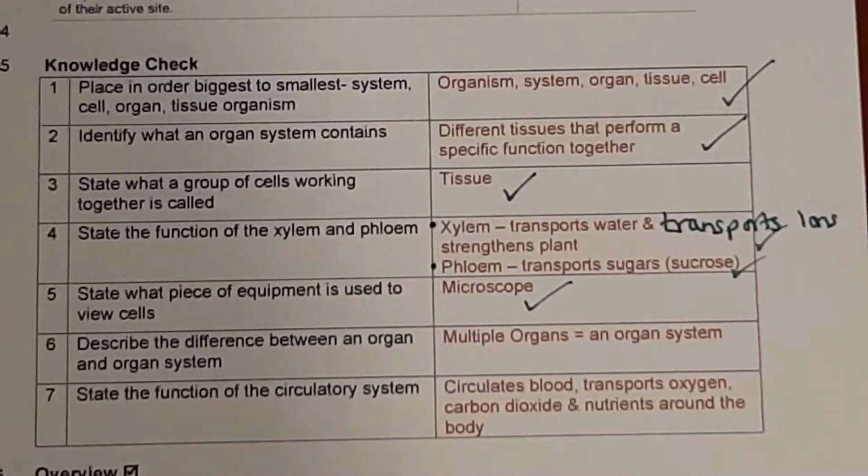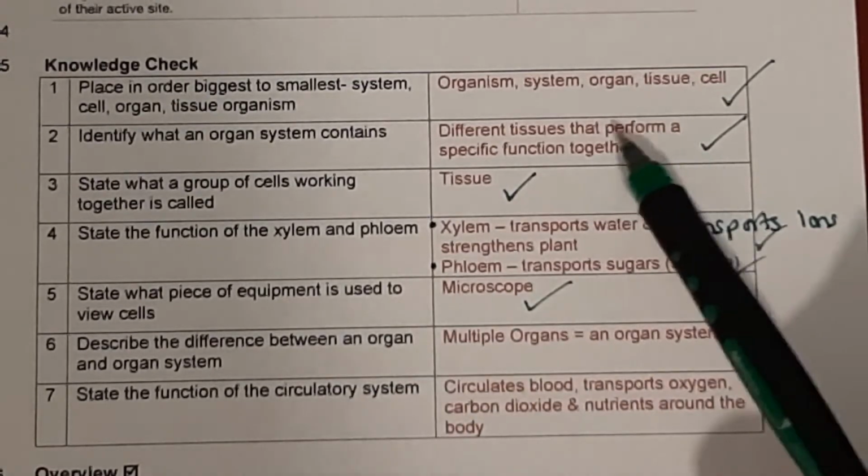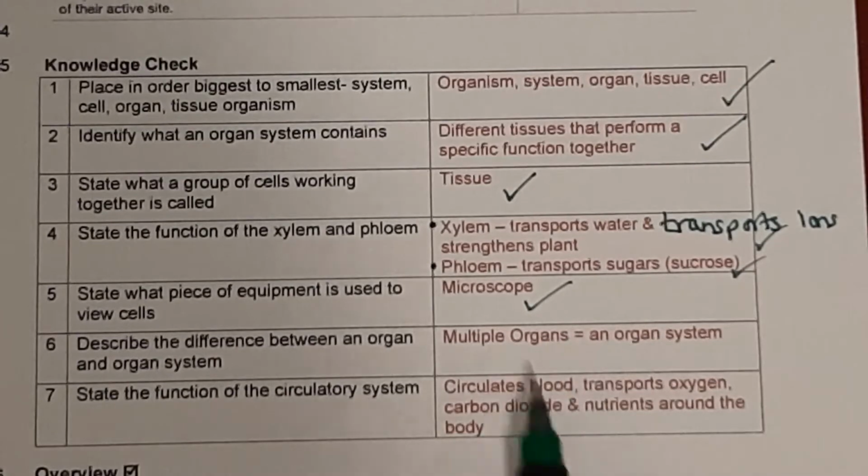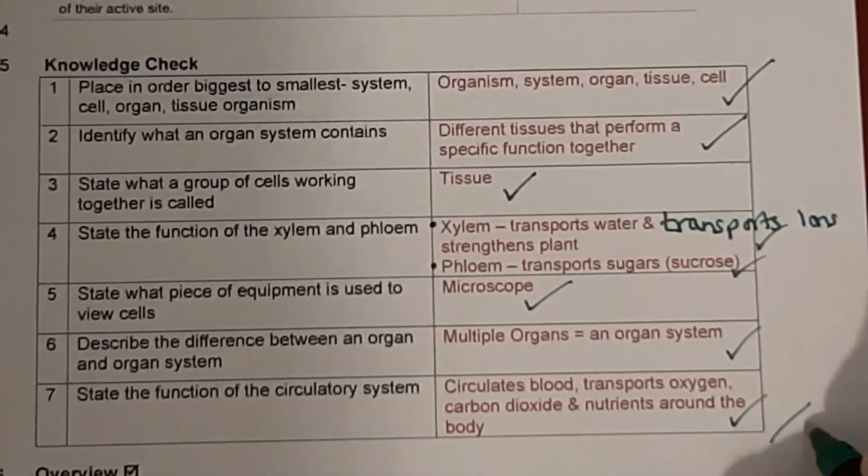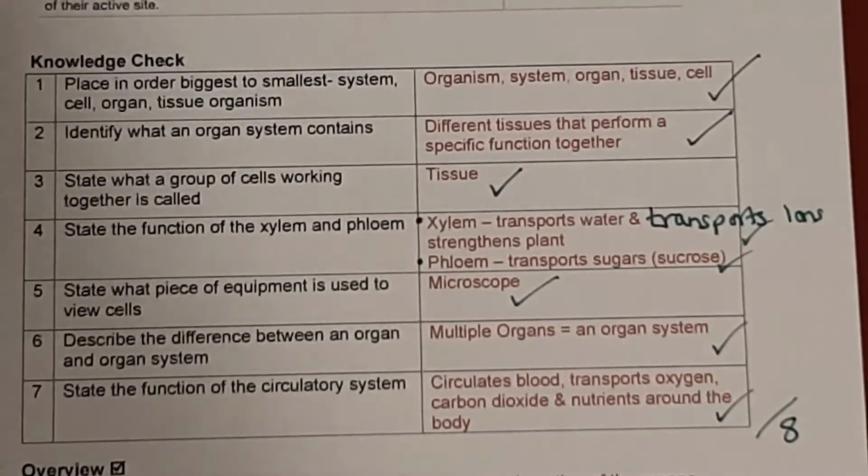Question 6, describe the difference between an organ and an organ system. Okay, so multiple organs create an organ system. An organ is just a group of tissues, as described before, but an organ system is multiple organs. Question 7, state the function of the circulatory system. Well, it circulates blood, transports oxygen, carbon dioxide and nutrients around the body. So again, you may not have all of the parts for this question, but add in anything you haven't got. And then once you've completed that, if you could give yourself a mark out of 8, remembering that there were 2 possible marks available for question 4. Okay, so let's move on.